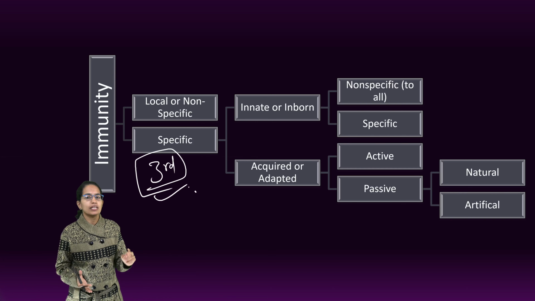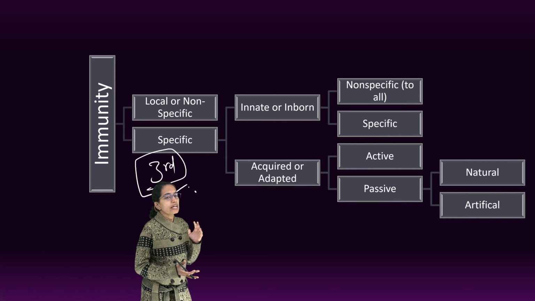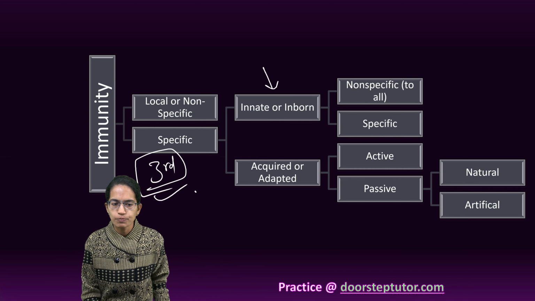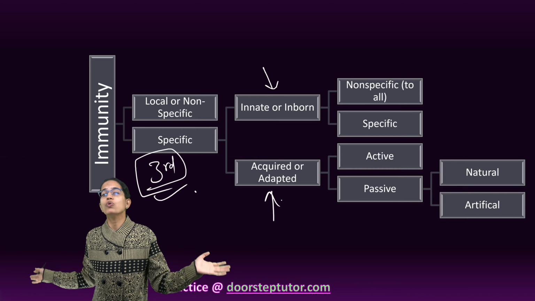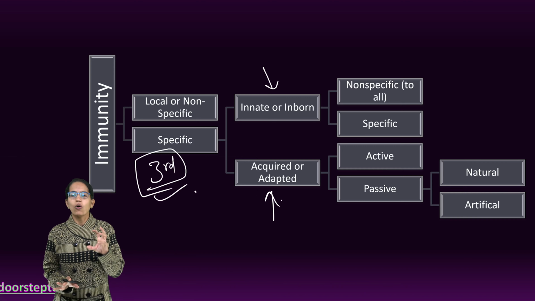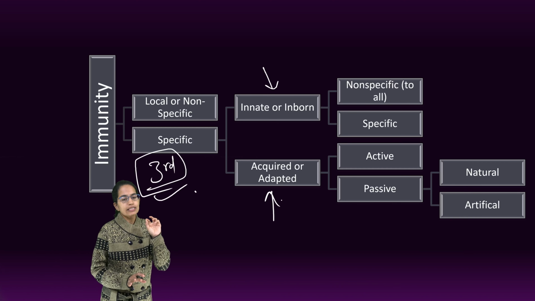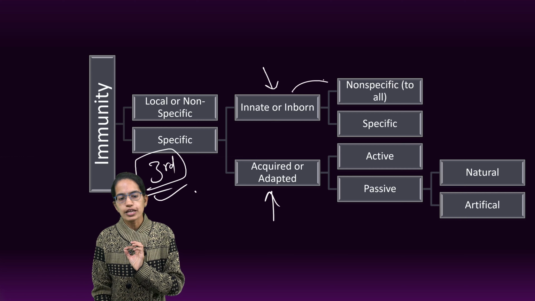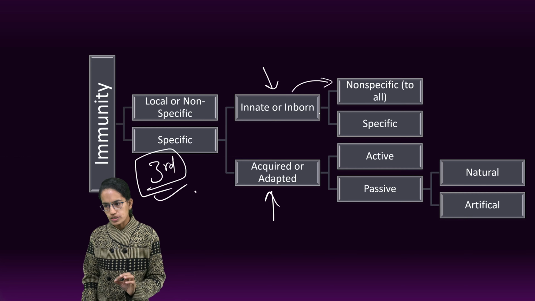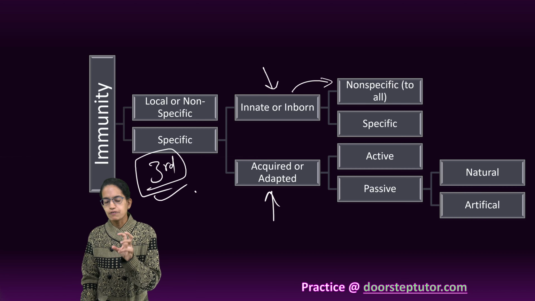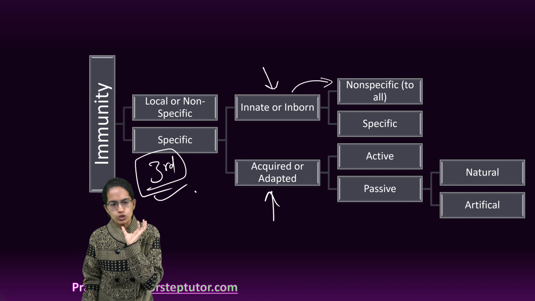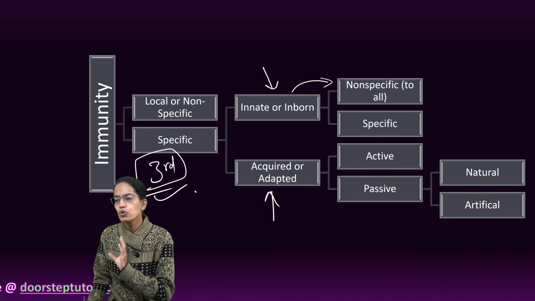Now specific immunity can be classified into two forms. It could be an immunity which is by birth. We call it innate or inborn immunity. The other immunity is the one which we acquire. Therefore it is called acquired or adapted. The next important thing under innate or inborn specific immunity is that it could be specific or non-specific in nature. When I say specific, it is targeting a specific organ, a specific cell. When it is non-specific, it is applicable to the whole of the body.